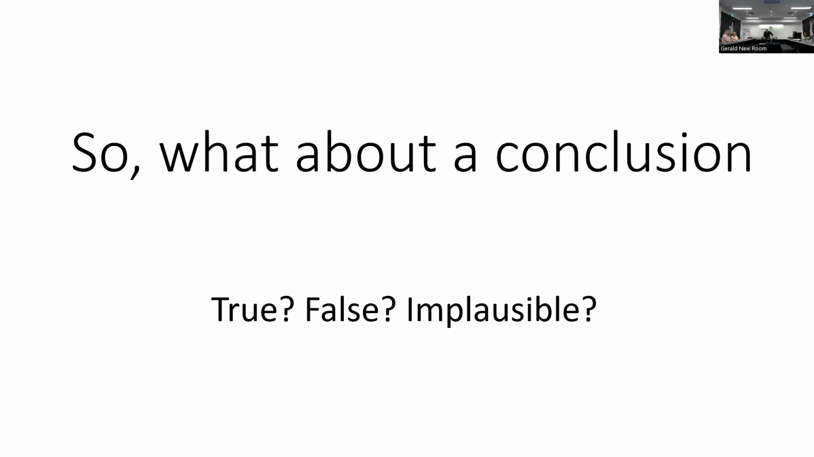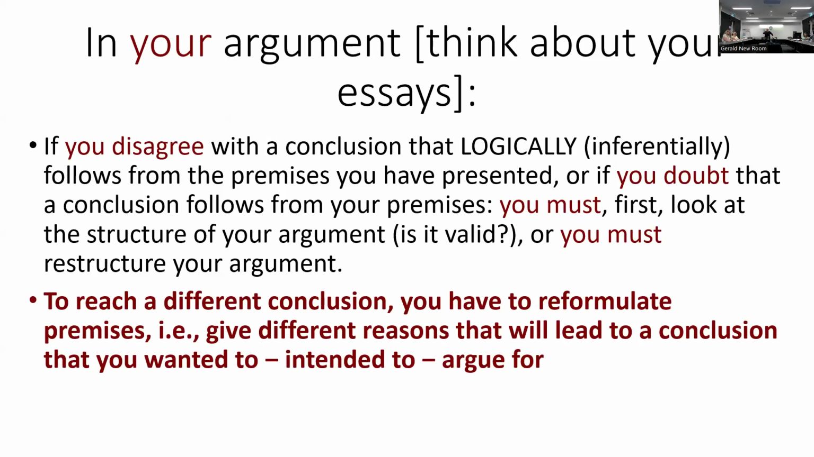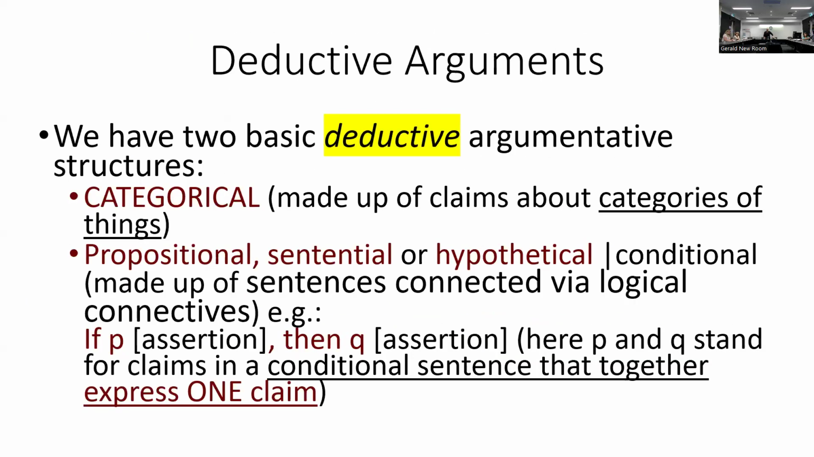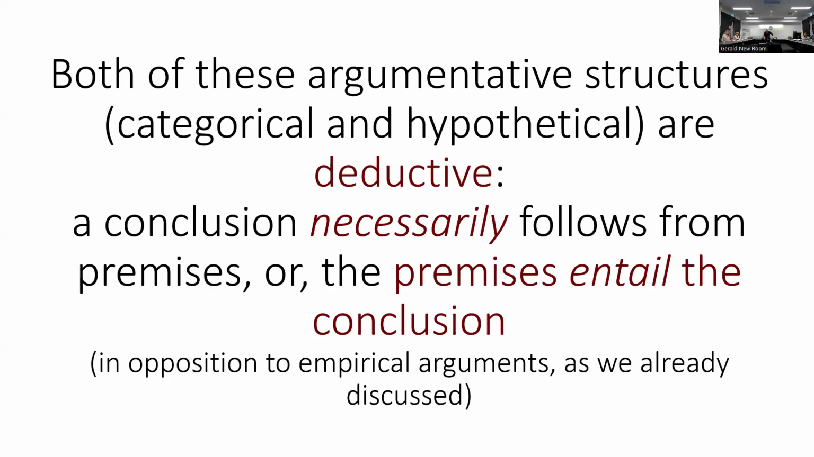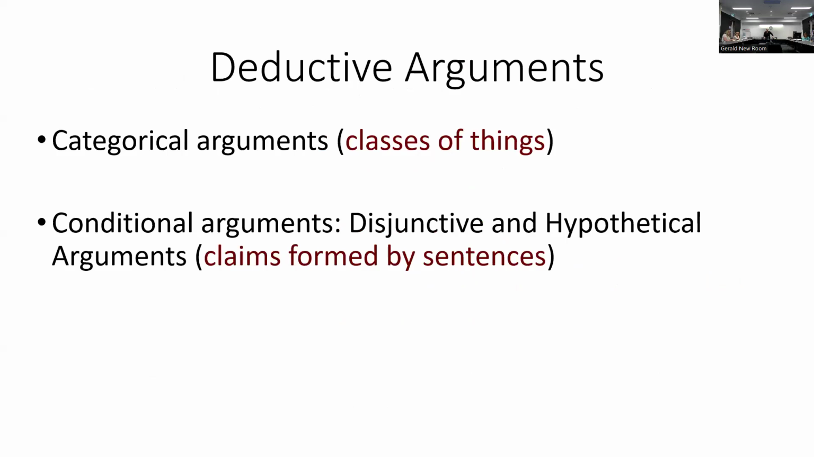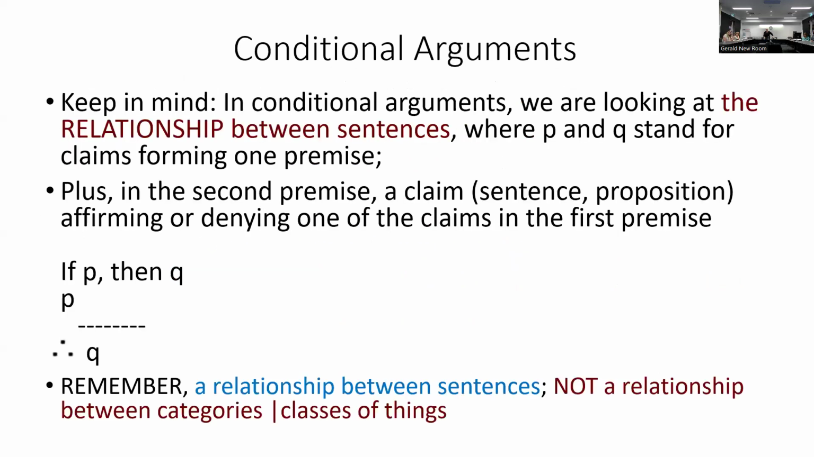So what about the conclusion, true or false? I already talked about it. To reach a different conclusion, you have to reformulate the premises. So we have basic deductive arguments, categorical and propositional. Both of these argumentative structures are deductive. The conclusion necessarily follows from the premises, or the premises entail the conclusion. So we have two deductive arguments: categorical, which we covered exhaustively, and conditional, which we will cover next week.